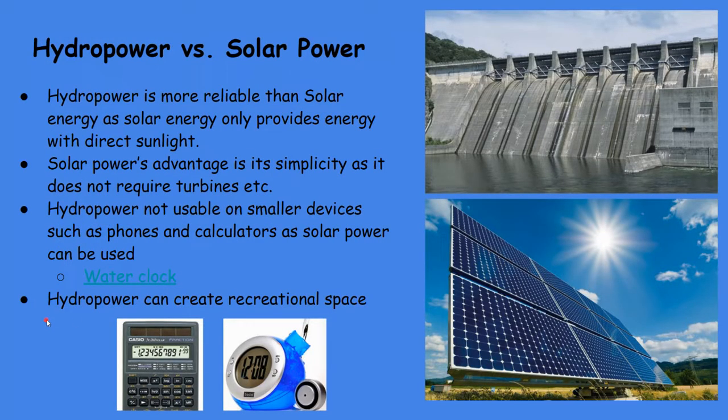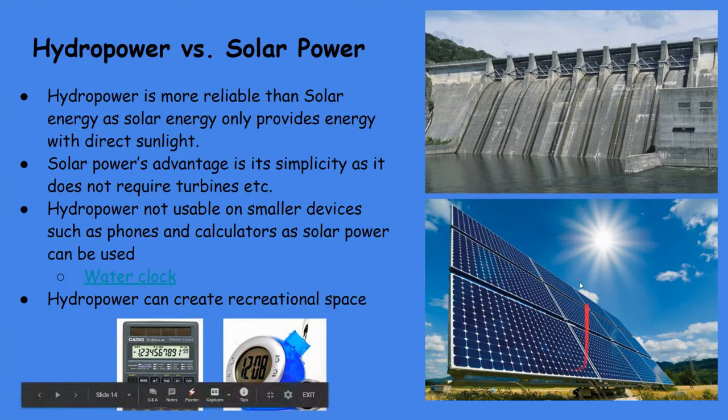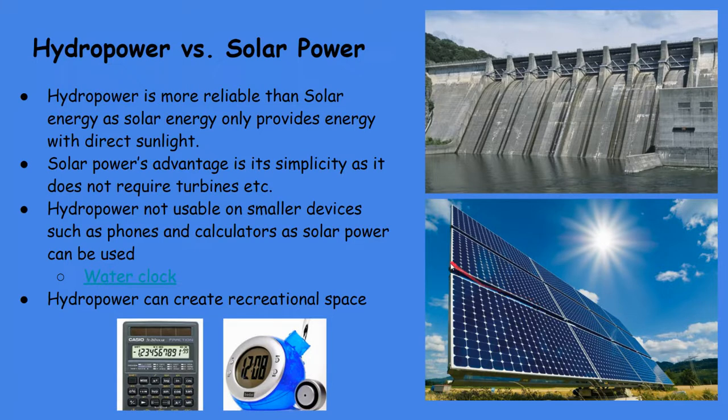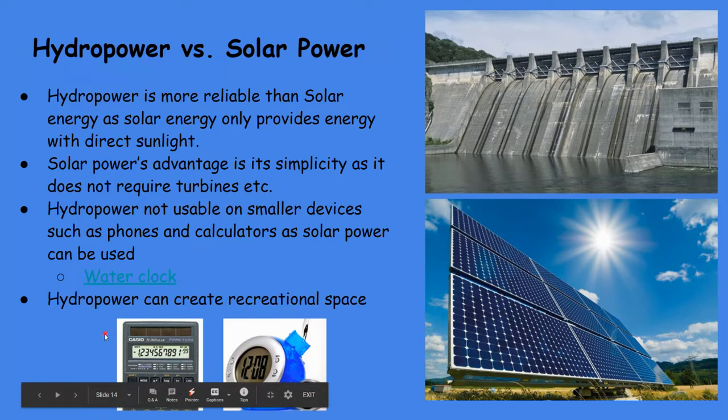So hydropower versus solar power. Hydropower is more reliable than solar energy because solar energy only provides energy with direct sunlight. For solar power, its advantage is its simplicity as it doesn't require any turbines. We just have these panels, and this will be able to give us electricity. Hydropower is not usable on smaller devices such as phones and calculators as solar power can be used. You probably at one point in your life have used a solar power calculator, or your cell phones or laptops.